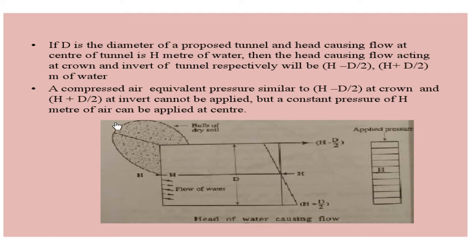Now, a compressed air pressure equivalent to h minus d by 2 at the crown and h plus d by 2 at the invert cannot be applied, but a constant pressure of h meter of air can be supplied at the center.